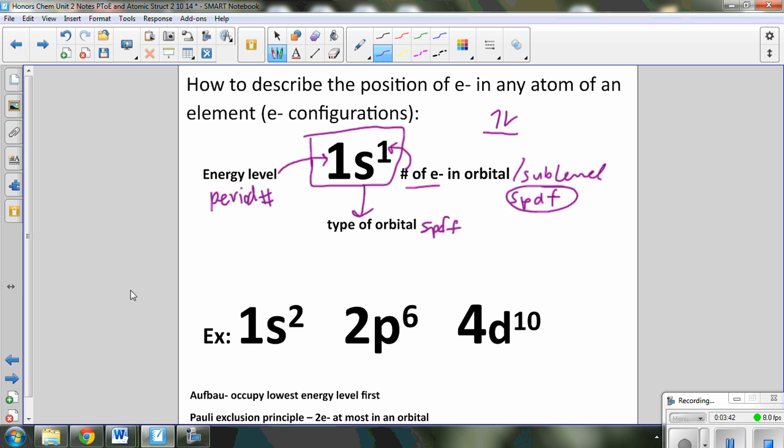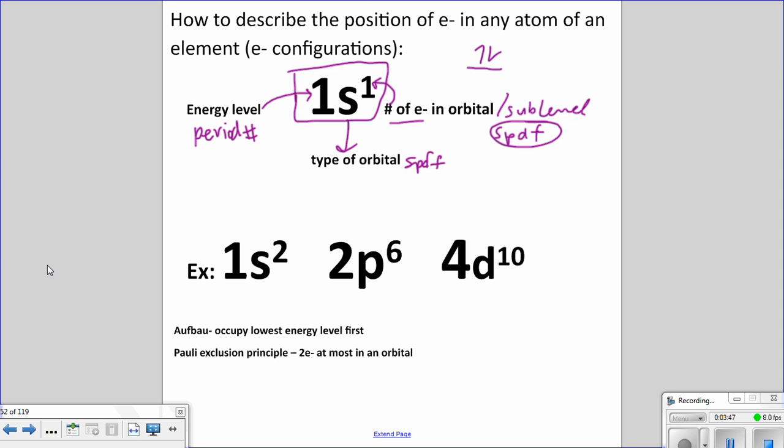So if you're looking down here at these other examples, let me go to big screen here. You've got 1s2, which means we're in the first energy level, s spherical shaped orbital, and there's 2 electrons within that sublevel. The 2 means we're in the second energy level. The p means we're in this orbital, like this. There's one that goes up and down, there's one that goes side to side, and there's one that comes out of the board and then into the board. So there's the 3 orbitals from the p.